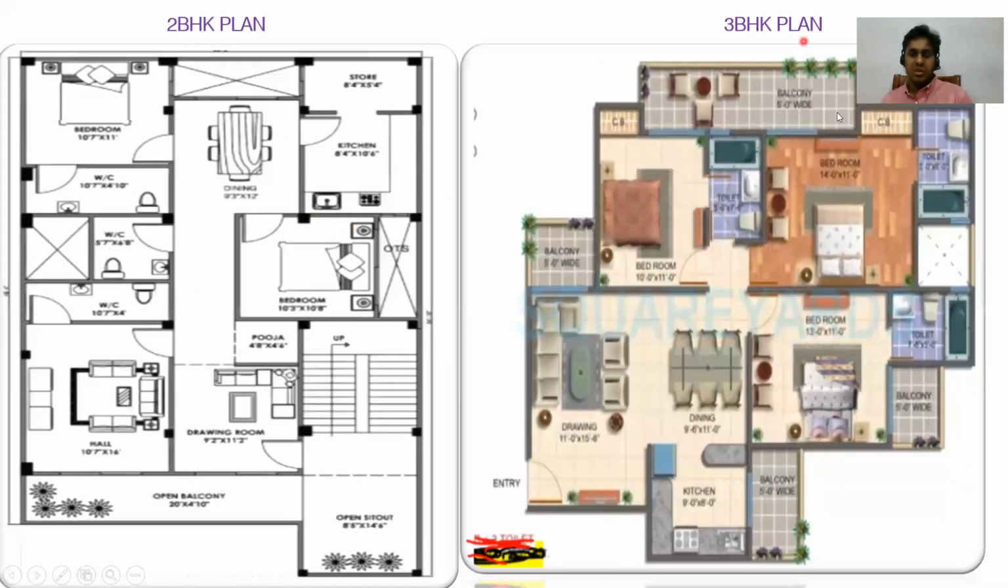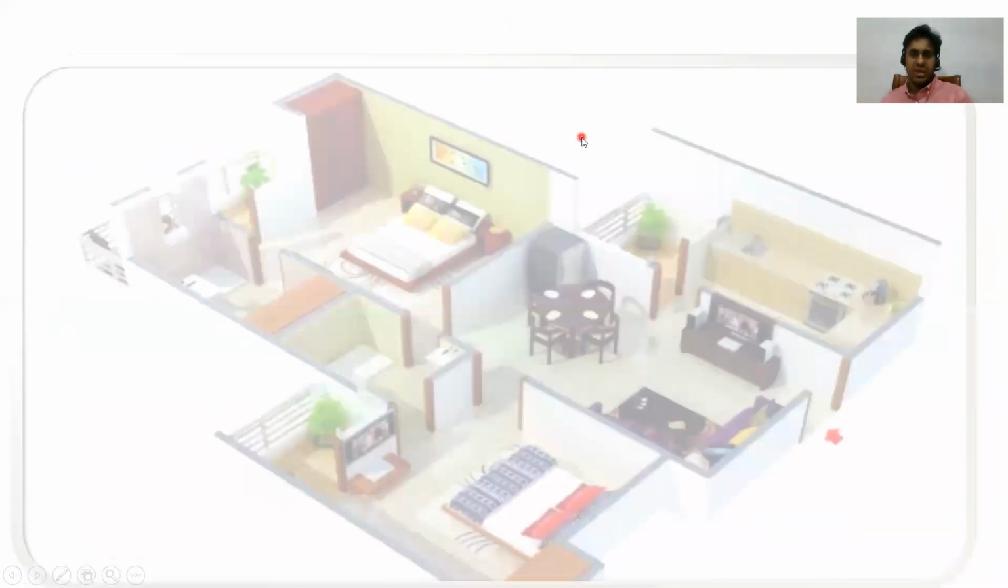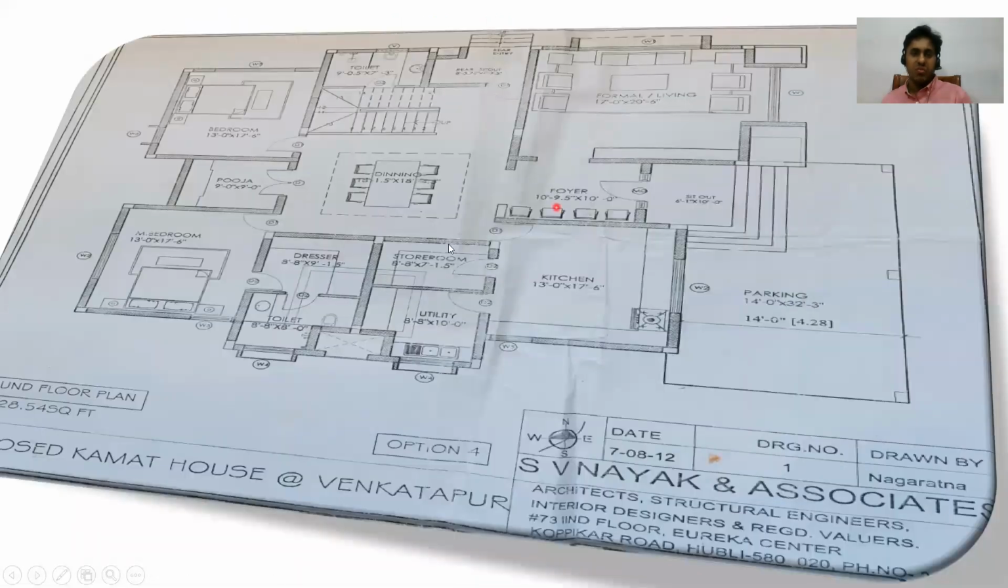In the same way, let us say you have a 2 BHK plan. This is how a 2 BHK plan looks. This is how a 3 BHK plan looks, and this is another 3 BHK plan. Fine. Once this is done, let us say out of the 4 different plans I had shown you, this is the plan you liked, and you told me you're going to go with this particular plan.